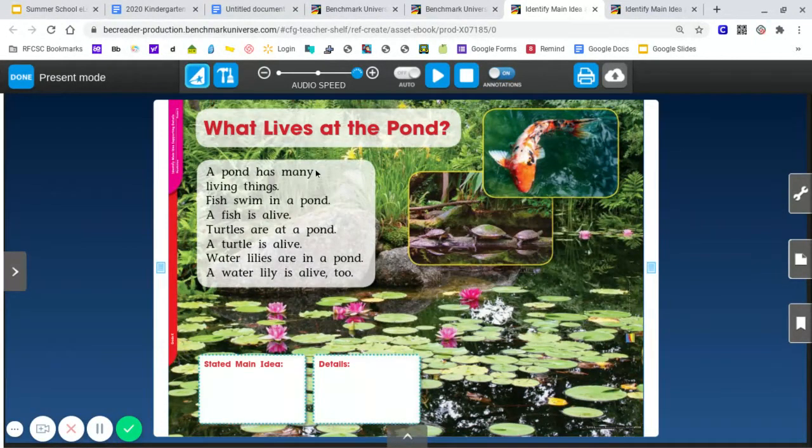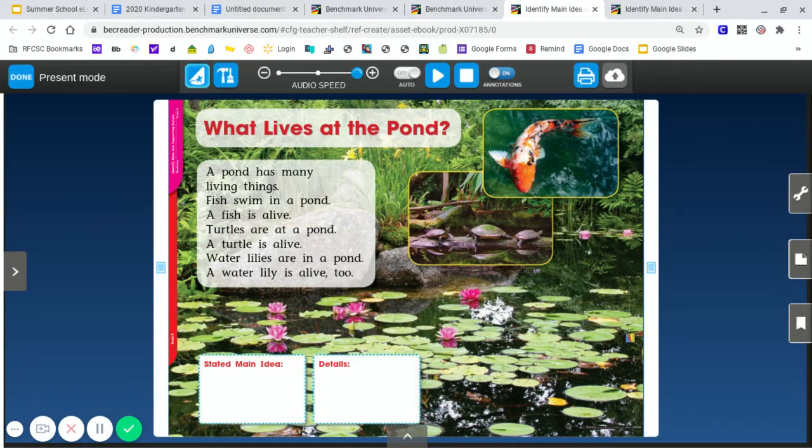So, we need to figure out what this text is mostly about. We looked at pictures last time, and that picture and the clues in the picture helped us understand what was going on. Now, in this one, we're going to have to rely on the words that it gives us. You're going to find in this text the main idea is stated for you. It's told to you in the text.